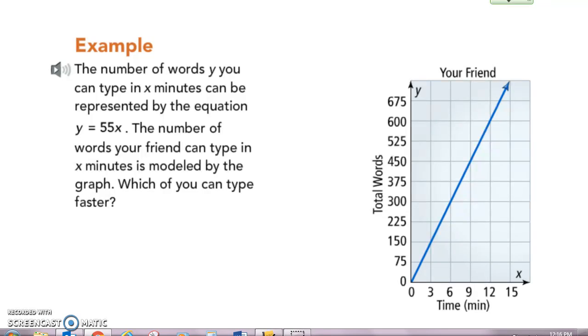All right, the number of words y you can type in x minutes can be represented by the equation y equals 55x. The number of words your friend can type in x minutes is modeled by the graph. Which of you can type faster? So what I want to do is look at the graph and figure out what this friend's constant of proportionality, or unit rate, was. I'm looking for a point on this graph, and any point is going to give me the same answer.